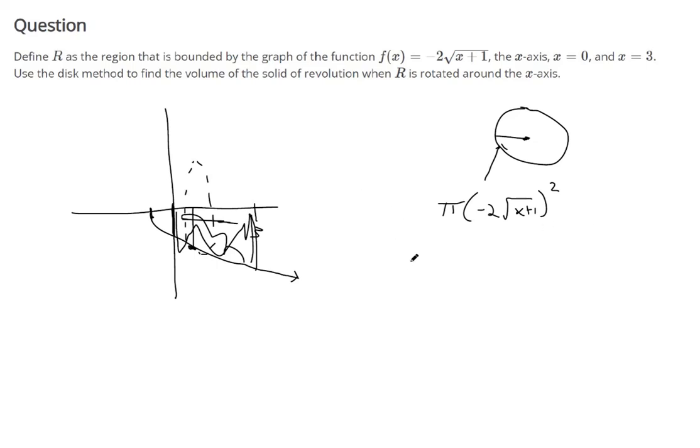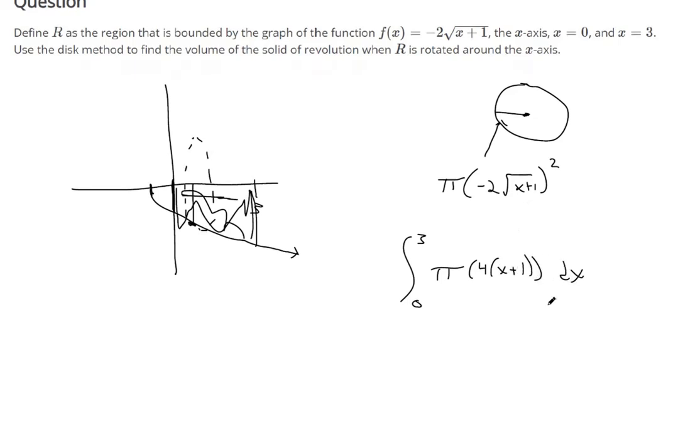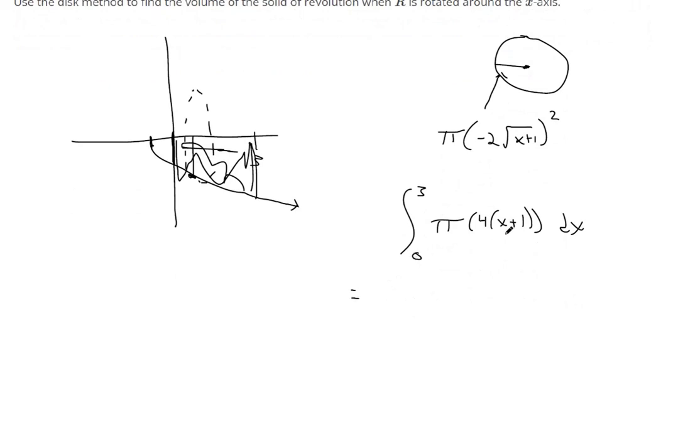So we want to integrate from 0 to 3 in x. It's pi times, and here I'm going to square that now. Negative 2 squared is positive 4. The square root of x plus 1, squared, is x plus 1. And again, this is a two-dimensional area, pi r squared. When you integrate, you're going from the second to the third dimension. You're taking that two-dimensional measurement, and as it changes, you're finding the volume through integration.